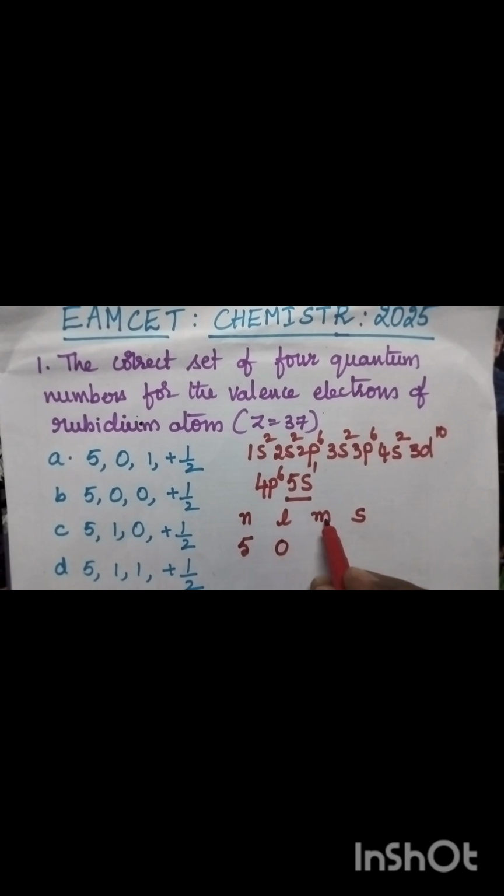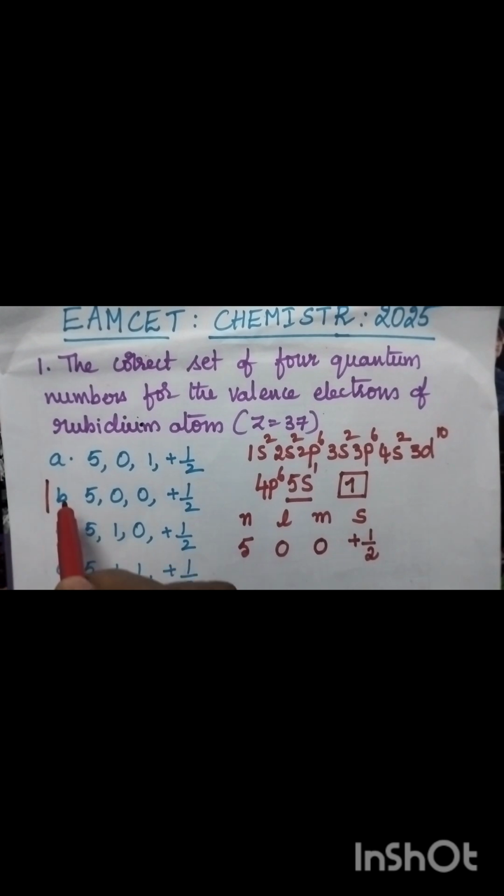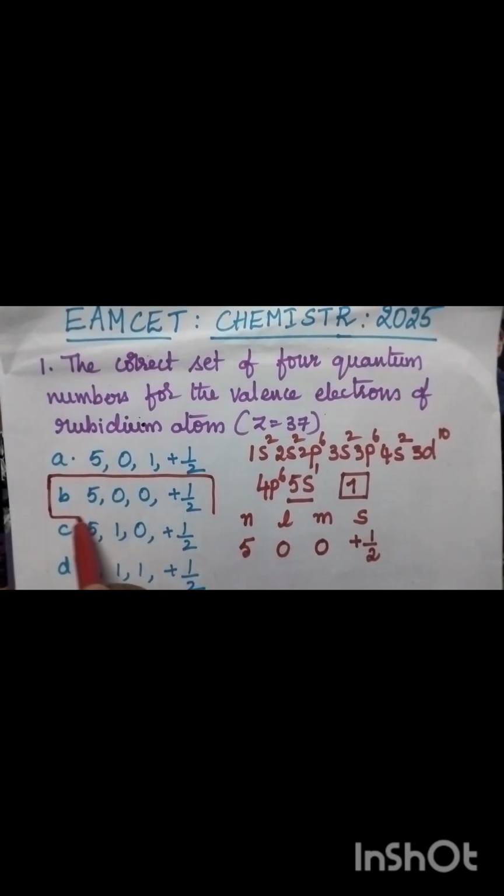So the values of m depend upon L. So m will have 0. And here only one electron is present. Hence its s value will be plus half. And hence the right option is option B, 5, 0, 0, plus half.